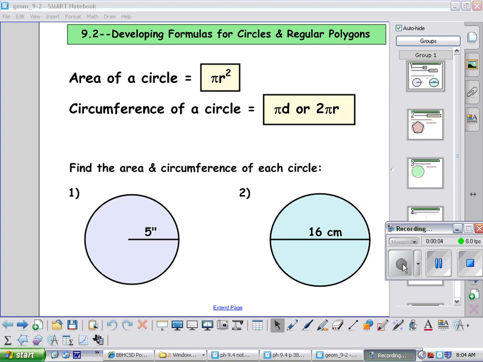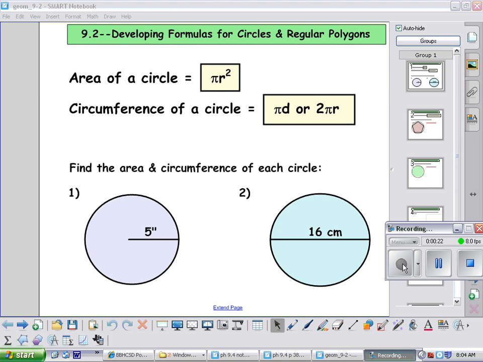This is section 9.2 in our textbook. We're basically developing formulas for circles and regular polygons. So circles, right here in your slides, you already know circles. The area of a circle is pi r squared. Circumference can be written as pi d or 2 pi r.